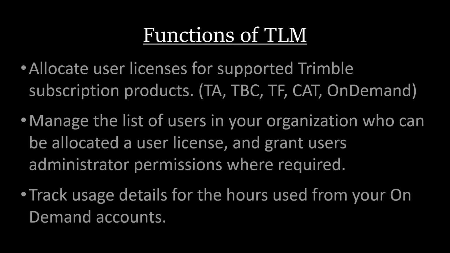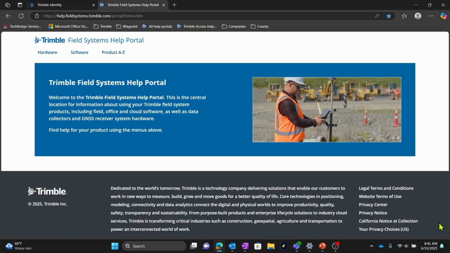You can allocate users licenses for supported Trimble subscription products like Trimble Access, TBC, TerraFlex, Catalyst, Catalyst On Demand, and others. You can manage the list of users in your organization who can be allocated a user license. And you can even grant specific users administrator permissions if required. Lastly, we'll just touch on how you can track usage details for the hours used if you're using a Catalyst On Demand account.